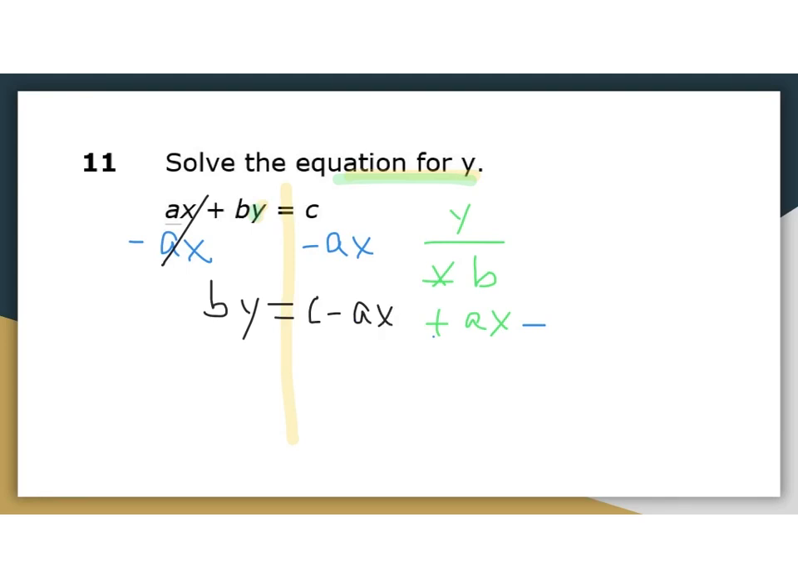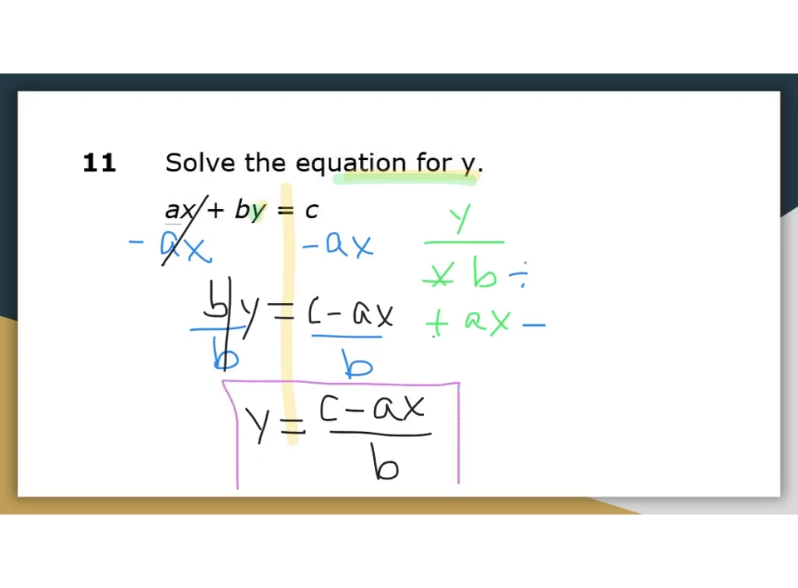And then our last step is going to be, instead of multiplying by b, we have to go back and divide by b. So both sides will be divided by b. The b's on the left are going to cancel out, leaving us with y equals. And then because we are left with different variables, I cannot reduce anything. So my final answer is going to be y equals c minus ax divided by b. And this is our final answer.